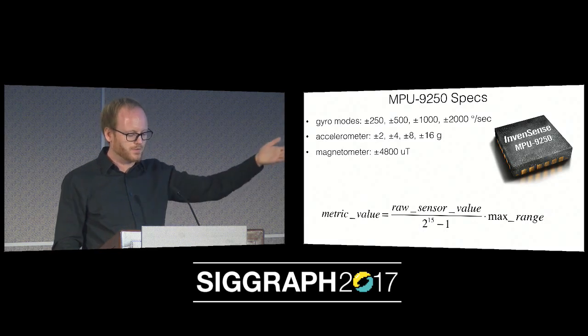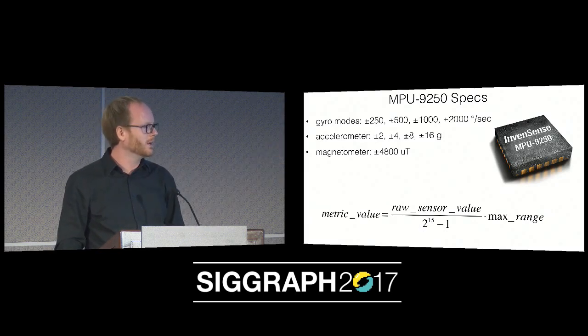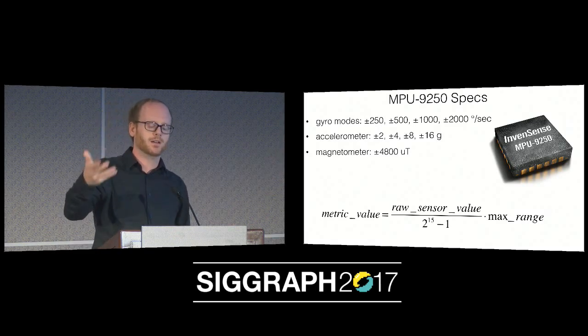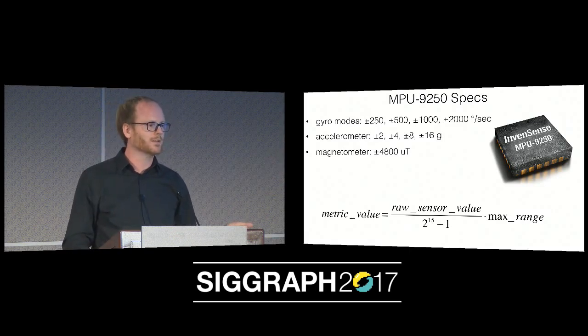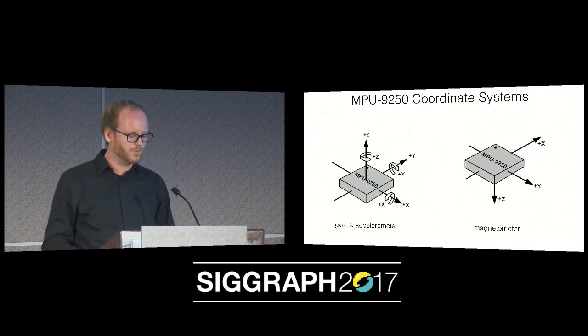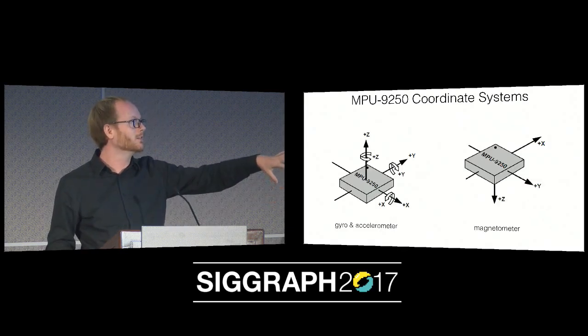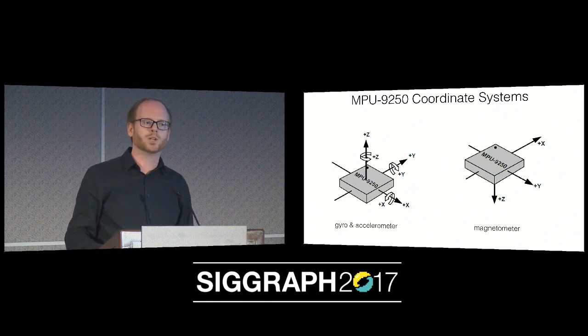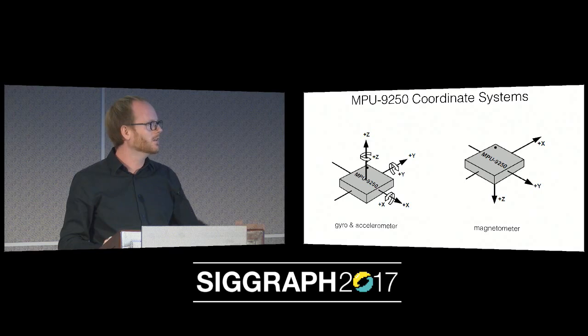All right, so the raw sensor value is just divided by 2^15 - 1 and multiplied by the max range, and that gives you a metric value in degrees per second or radians per second for the gyro, or G or meters per second squared for the accelerometer, and that's pretty much it. The coordinate systems for the gyro and accelerometer and for the magnetometer are slightly different. Gyro and accelerometer use a right-handed coordinate system similar to OpenGL, so it's perfectly compatible. The magnetometer uses a left-handed coordinate system, so you need to convert these values first.